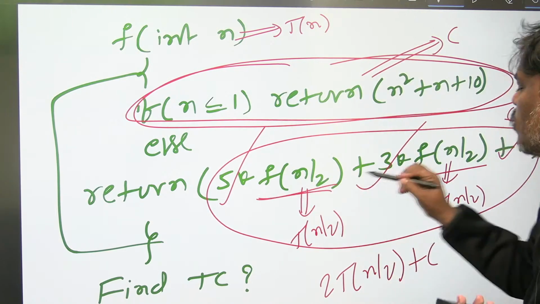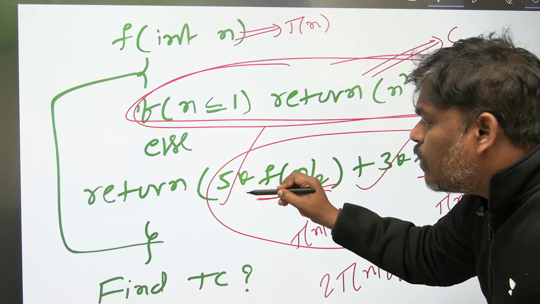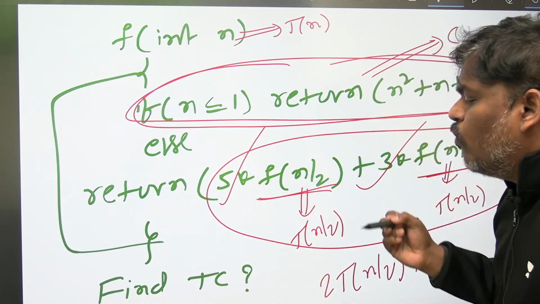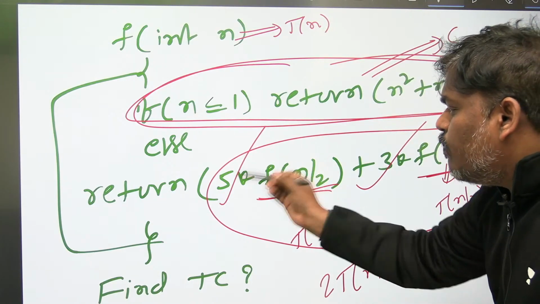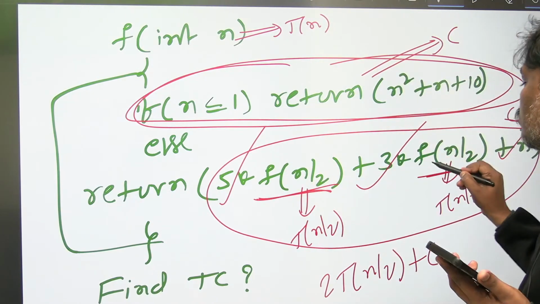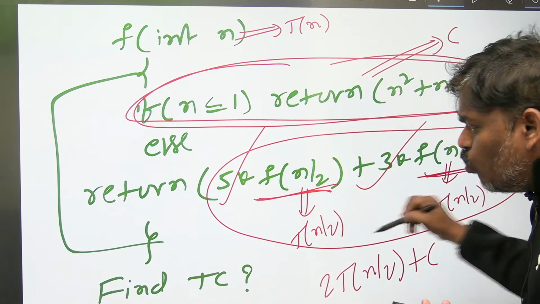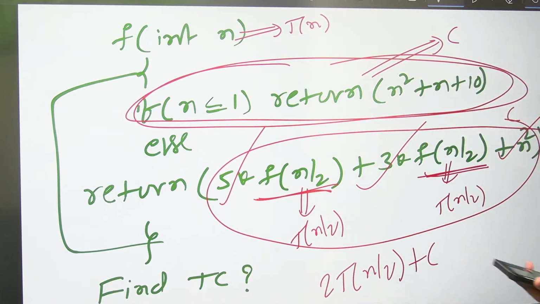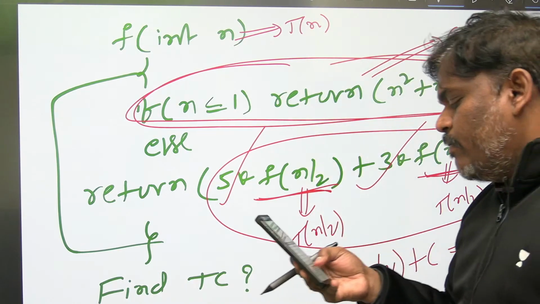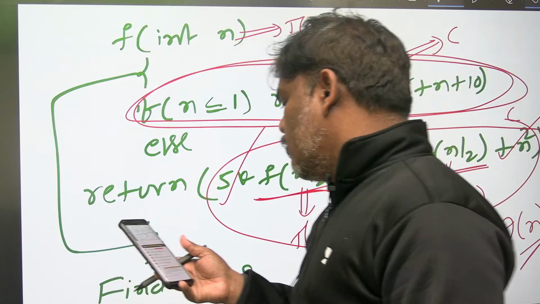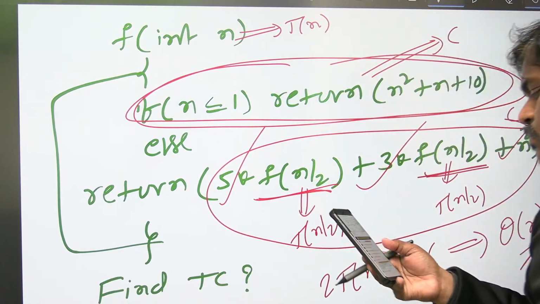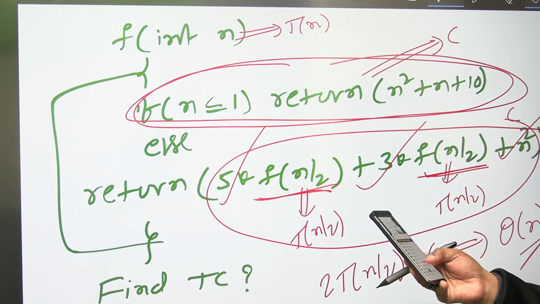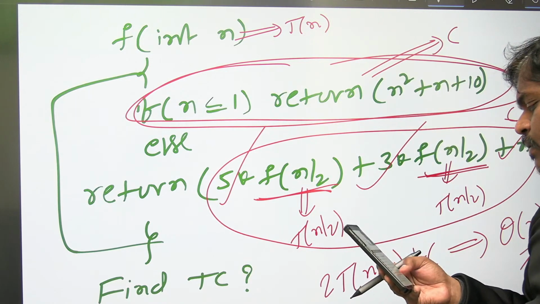Just take care of the function calls. Don't look before, don't be tempted. Some people are writing 5T(n by 2). No, don't be tempted like this. Don't look before, don't look after. Function calls you take care of, afterwards check if any loop is there. No loop is there, just write plus C. Apply the master theorem and you will get theta of n.